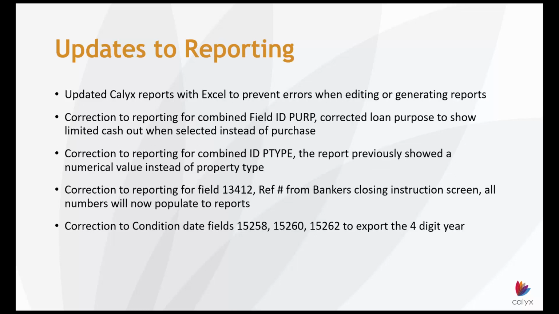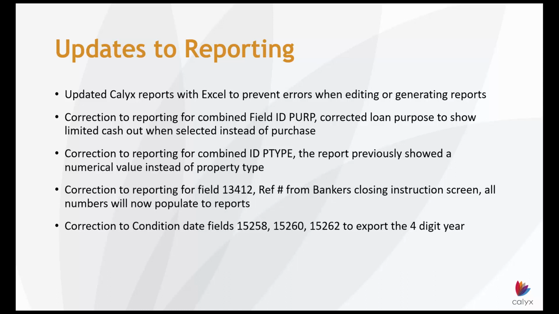Some updates we did for reporting. We've updated the Calyx reports that had Excels with them, so they will no longer have errors when you're editing or generating those reports inside of Point. We've also corrected the combined field ID purpose as well as the P type, which is the property type. And we've also updated the field ID 13412. This is from our banker closing instructions to populate all the numbers in that field to the report.